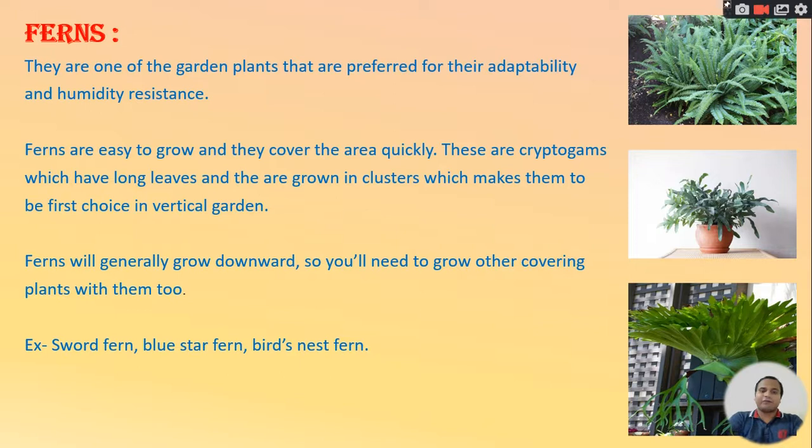Ferns will generally grow downwards, so you will need to grow them with other plants so that they get a proper shape. Some examples of ferns are sword ferns, the first picture, blue star ferns, the second one, and bird nest, the last one. These ferns get these peculiar names based on their morphological characters, and all these names are vernacular names.